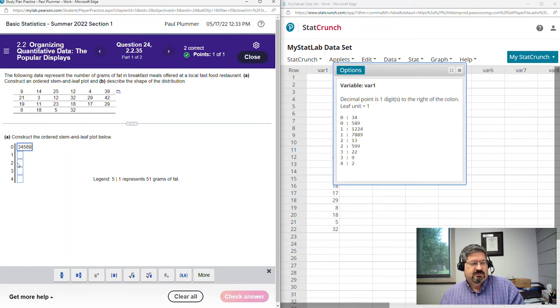The next one we would have 1, 2, 2, 4, then 7, 8, 8, 9. Next we have 1, 3, then 5, 9, 9. Our 3s are 2, 2, and 9, and then 4 is 2.